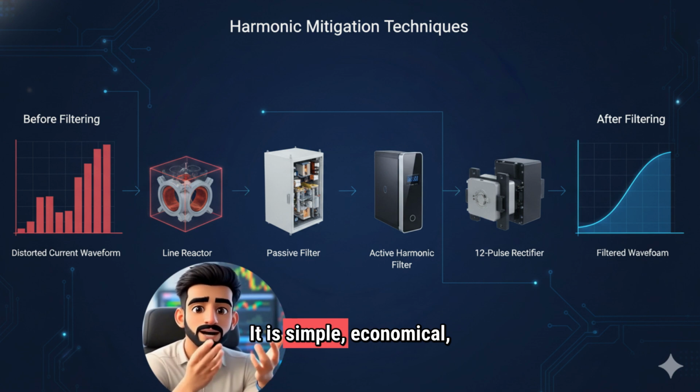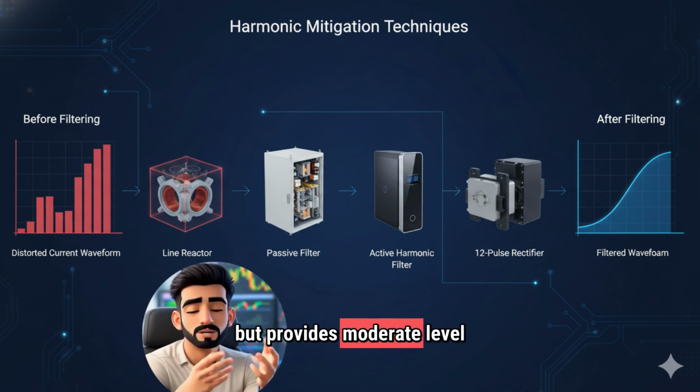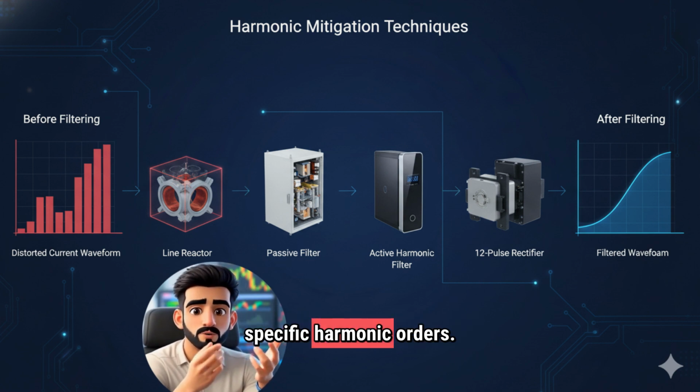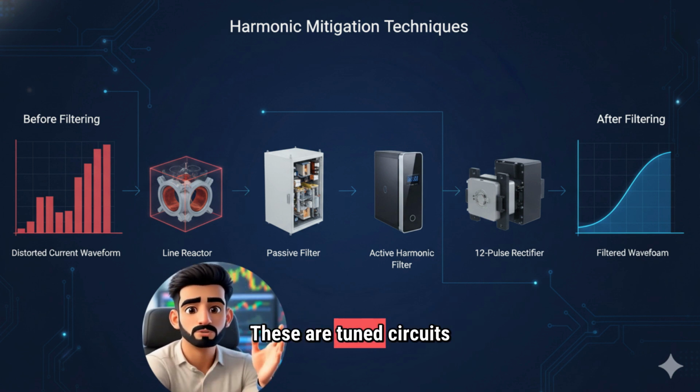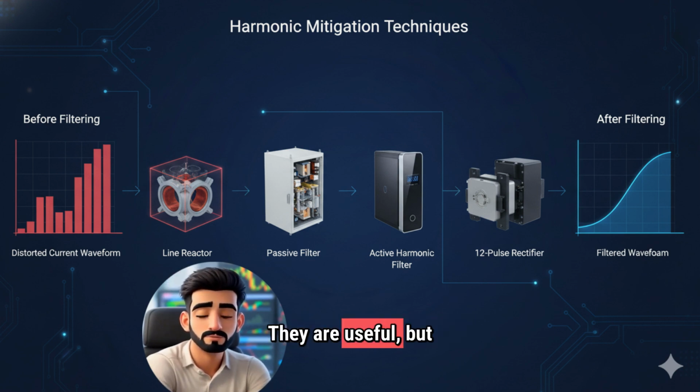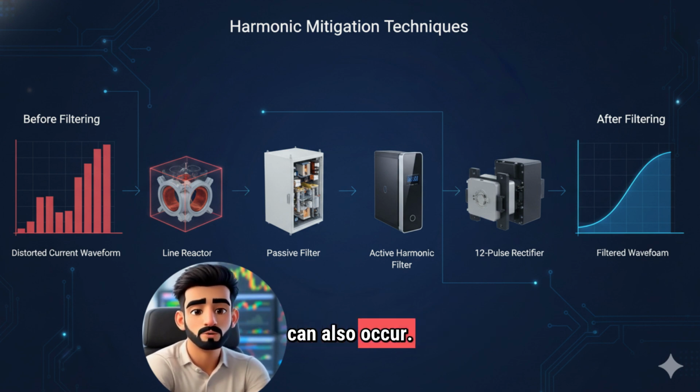It is simple, economical, but provides moderate level benefits. Passive harmonic filters target specific harmonic orders. These are tuned circuits that absorb certain particular frequencies. They are useful, but the design must be correct. Otherwise, system resonance can also occur.